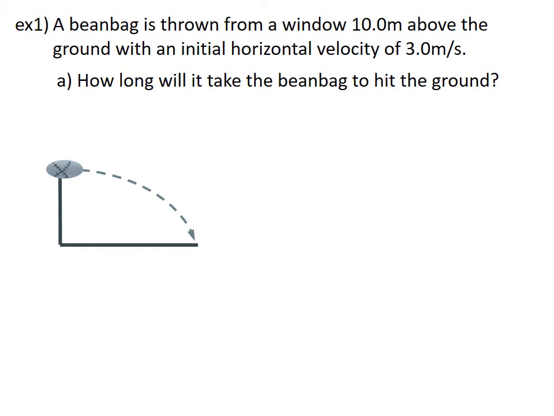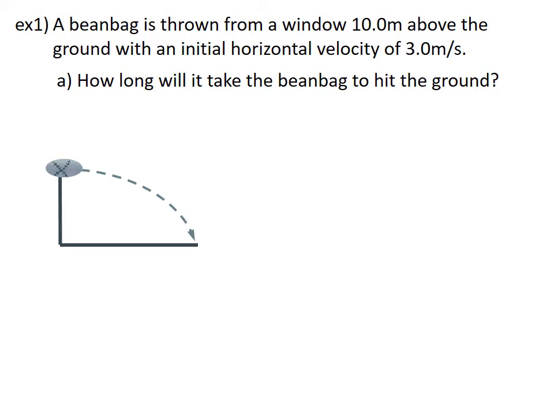Example 1: a beanbag is thrown from a window 10 meters above the ground with an initial horizontal velocity of 3 meters per second. We're asked how long will it take the beanbag to hit the ground. So we're going to start by making our variable list.